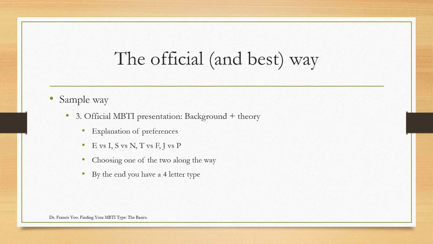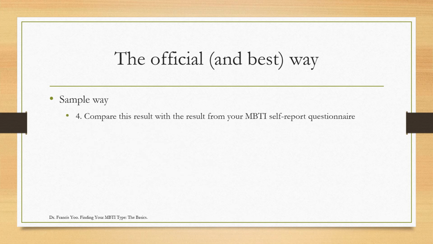Then on the S and N section, you would choose S or N. In the T and F section, you would choose T or F. In the J versus P section, you would choose J or P based on the descriptions and explanations that are part of the presentation. So by the end, you will have a 4-letter type based on this explanation, right? So then this result, based on your self-reporting from this presentation, is compared with the result from the questions that you answered. Now you get your result. Now, it's great if these two results are the same, but it's not uncommon for them to be different.